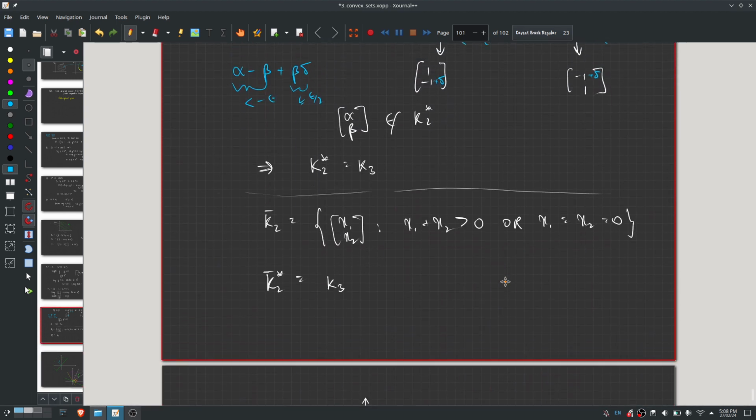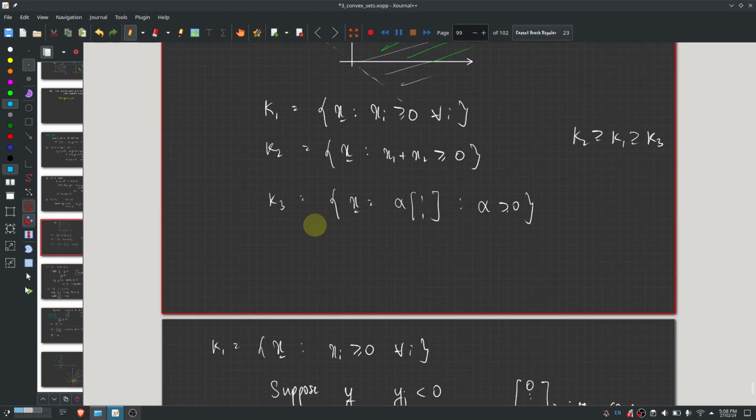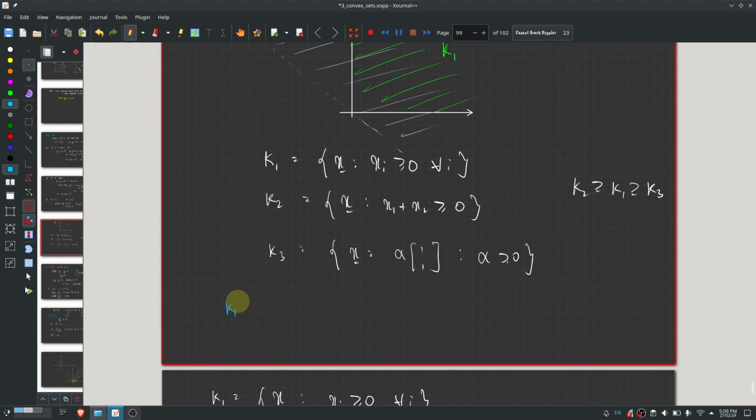Okay, so going back, the dual cone of K2 is equal to K3, and the dual cone of K3 is equal to K2. So going back here, we've seen that K1 star equals K1, K2 star equals K3, and K3 star equals K2. And now what is the chain of containment? We have K2. Let's look at K2 star. K2 star is K3, that is contained within K1 star, which is contained within K3 star.